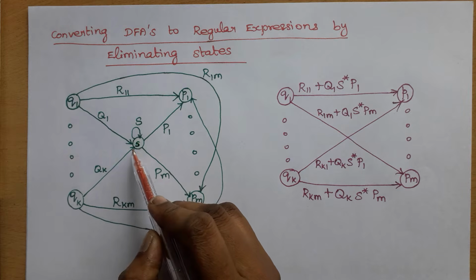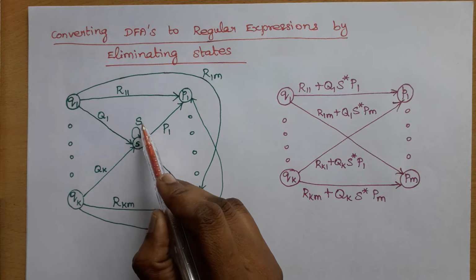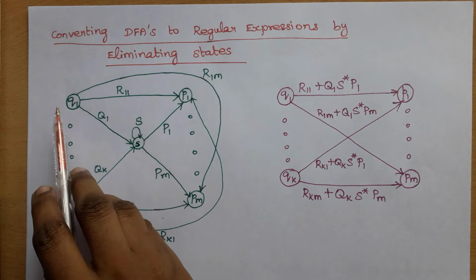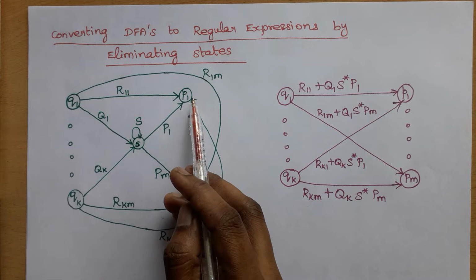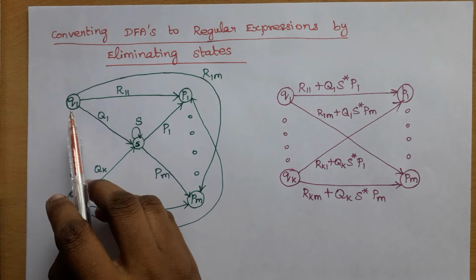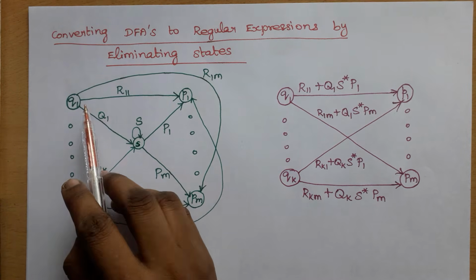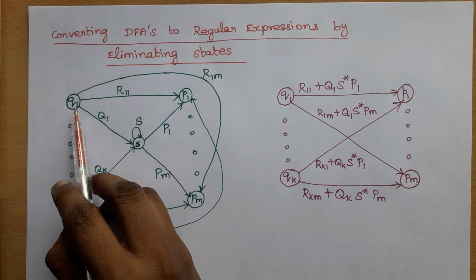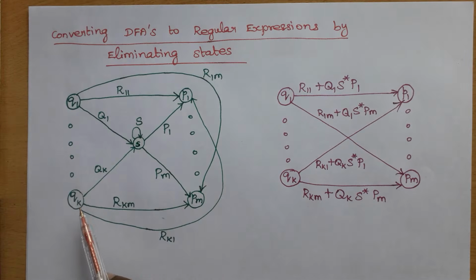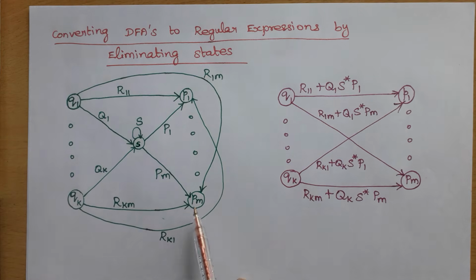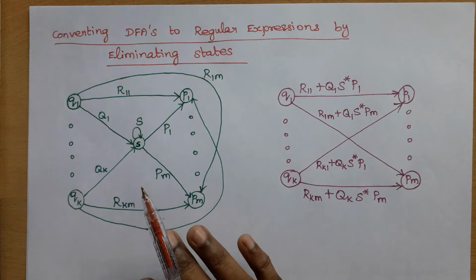The state S has a self transition labeled by the regular expression S, and there are some arcs from predecessor states of state S to successor states of state S. These arcs are labeled by the regular expression R, capital R, and the suffix is denoted by this one and this one. Similarly, the regular expression on this arc is labeled by RKM. This is RK1 and this one is R1M. So assume that these are all the regular expressions.